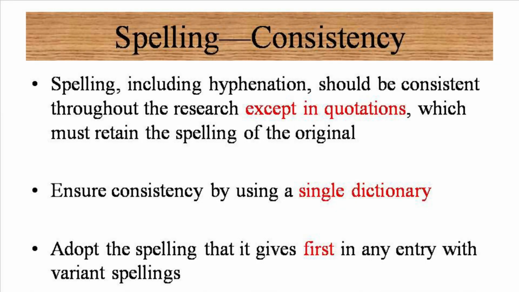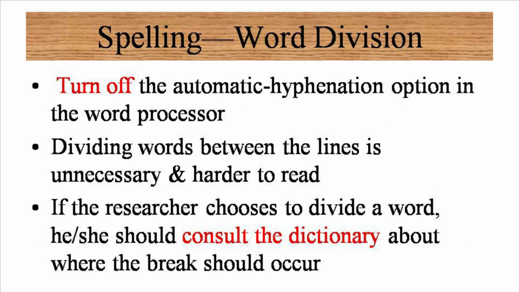than English. Spelling, including hyphenation, should be consistent throughout the research except in quotations where the original spelling must be retained. The researcher should also ensure the consistency by using a single dictionary. He or she can adopt the spelling that it gives first in any entry with variant spellings. Turn off the automatic hyphenation option in your word processor. If you choose to divide a word, you can consult the dictionary about where the break should occur.